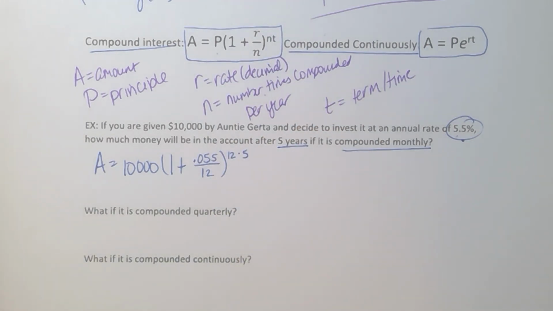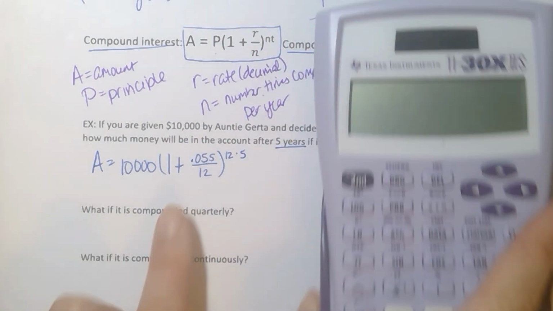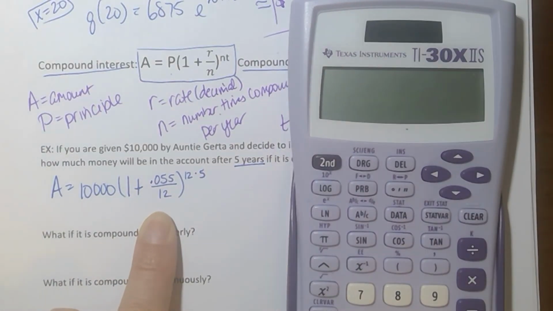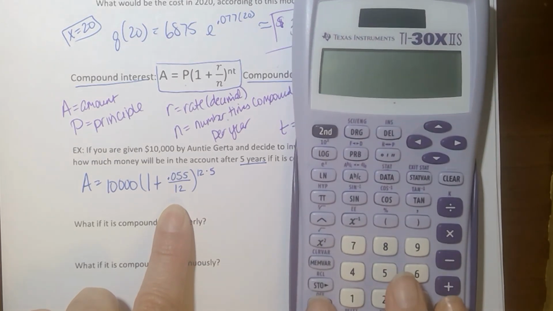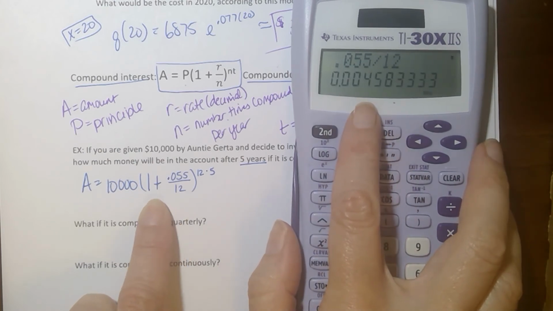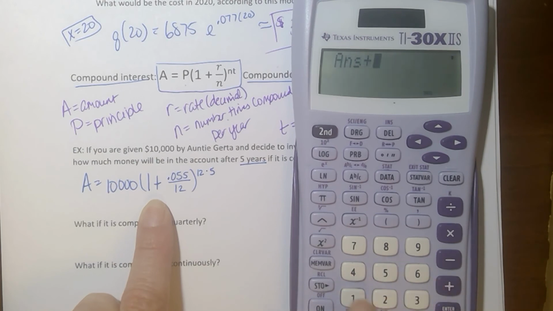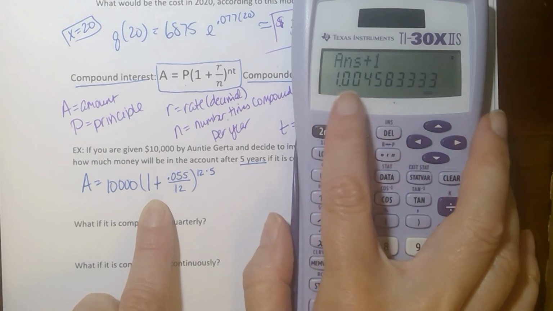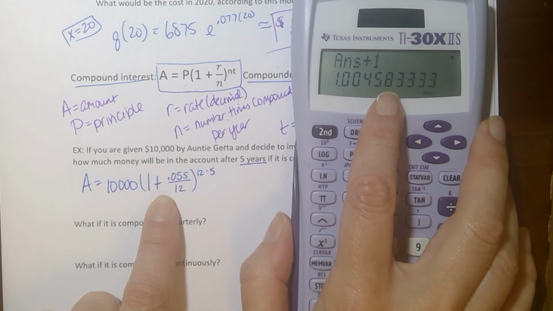Okay, so let's plug this into your calculator and see what we get. When I work on this, I'm going to use order of operations, starting inside my parentheses first with this ratio. So I'm going to start with the ratio 0.055 divided by 12. Into my calculator, I key 0.055 divided by 12, enter, and I get this decimal. I need to add 1 to that. So plus 1, enter. And now this value is what is inside my parentheses. I am not going to round that off. I'm going to leave it just like it is.